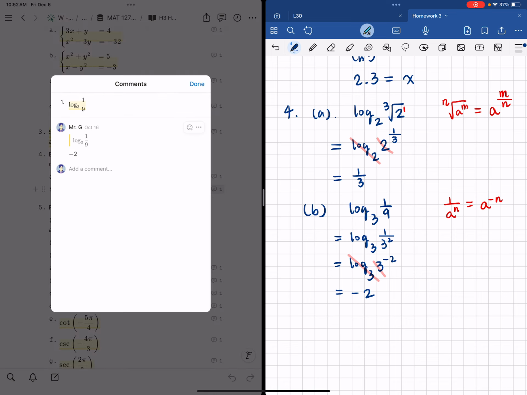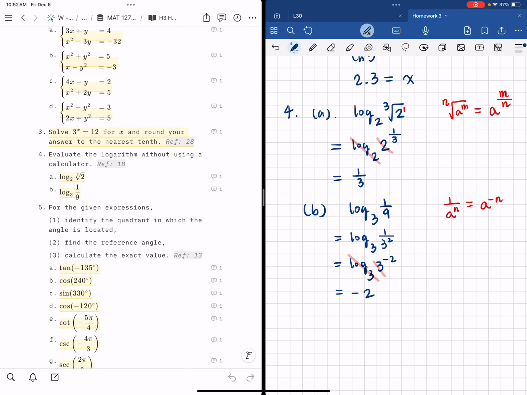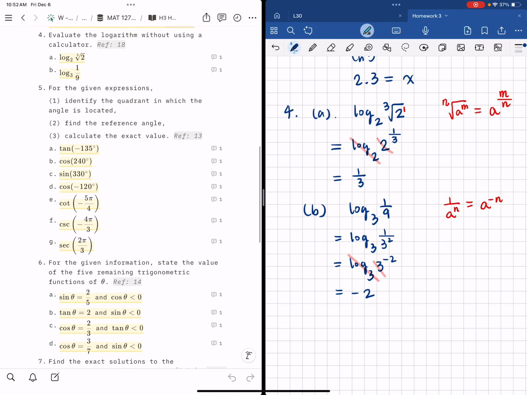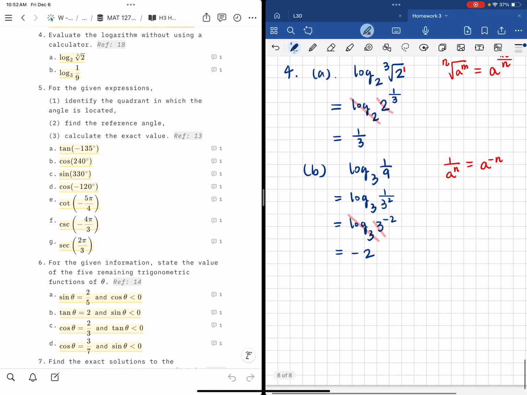And let's see if it's right. Yeah, it's negative 2. Okay. Number 5. Let's add a page.